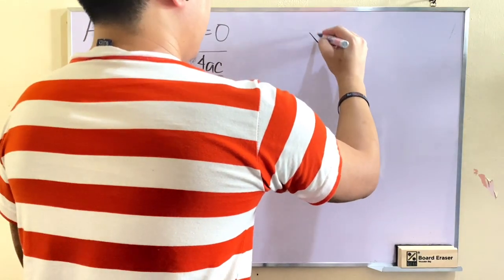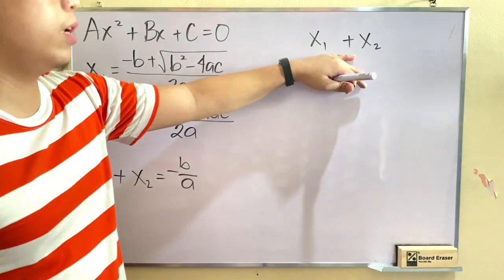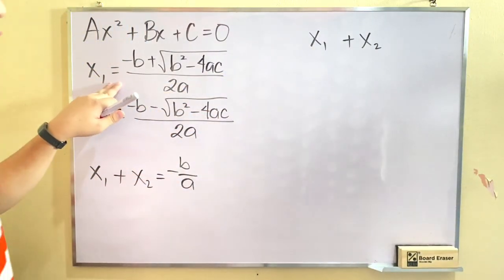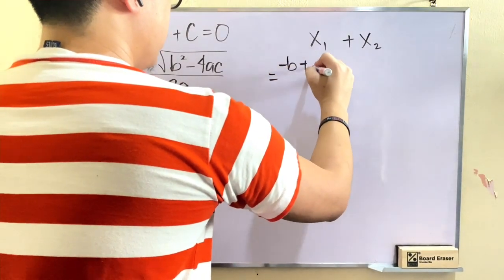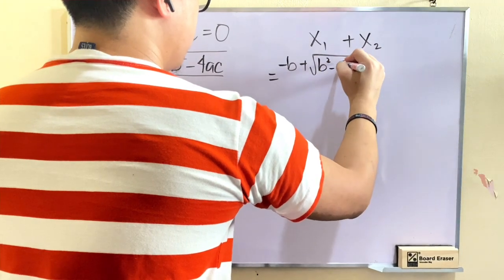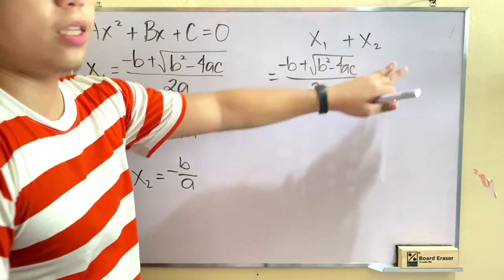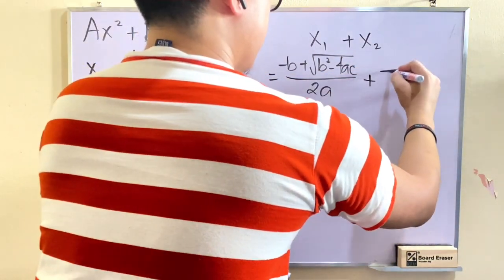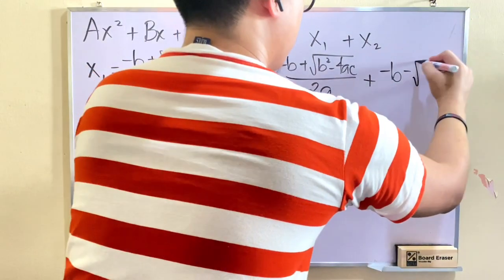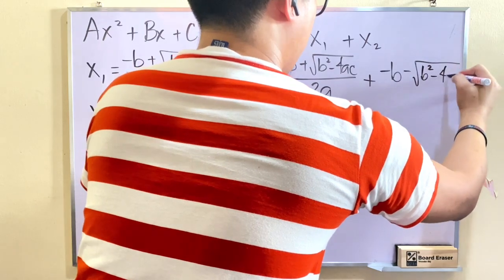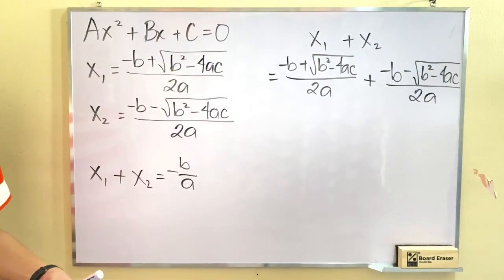So, x sub 1 plus x sub 2. Para natin mapag-plus ang dalawang roots, ano ba yung x sub 1? X sub 1 is this. So, negative b plus square root of b squared minus 4ac divided by 2a. And ano naman yung x sub 2? So, plus negative b minus, this is our x sub 2, minus square root of b squared minus 4ac divided by 2a. Okay?